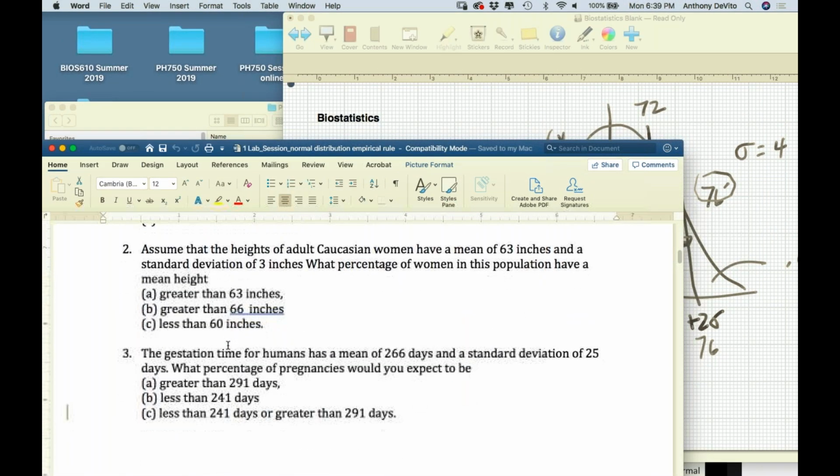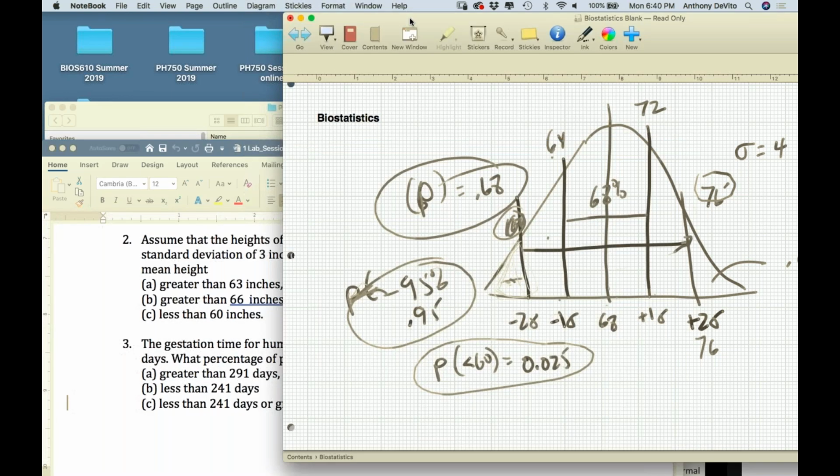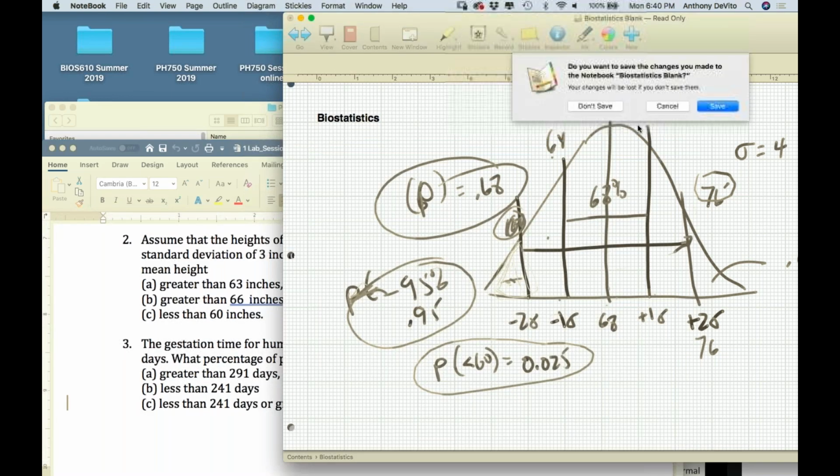Okay, assume the heights of adult Caucasian women have a mean of 63 inches and a standard deviation of 3 inches. What percentage of women in this population have a height greater than 63 inches, greater than 66 inches, and less than 60 inches? Okay, this might be a little bit more adventurous. Let's sketch it. It always helps to sketch this stuff out.